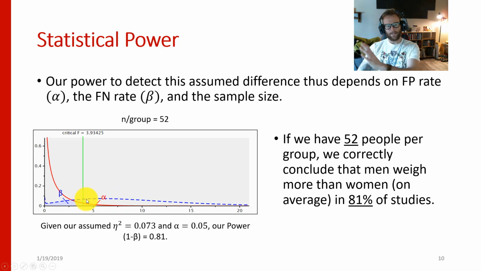So we have a good mass of this distribution to the right-hand side of the critical value, and only about 19% of it is to the left. So we have about a 19% chance of missing an effect that is there, assuming the true effect is 0.073. And the flip side of that is that we have about an 81% chance of correctly detecting an effect that is there, assuming a true effect size of 0.073. So if we have 52 people per group, we can correctly conclude that men weigh more than women in about 81% of studies.